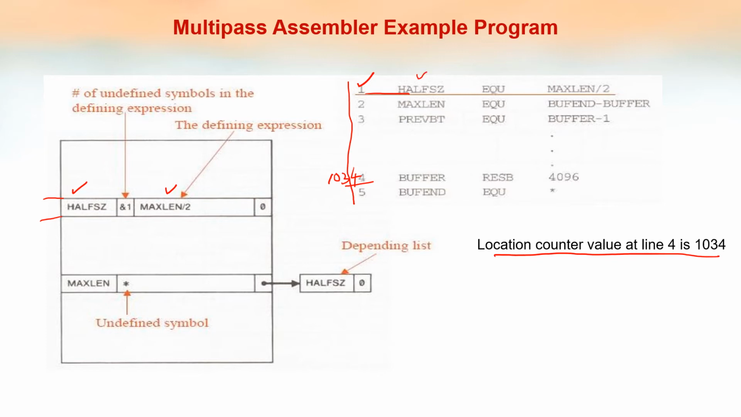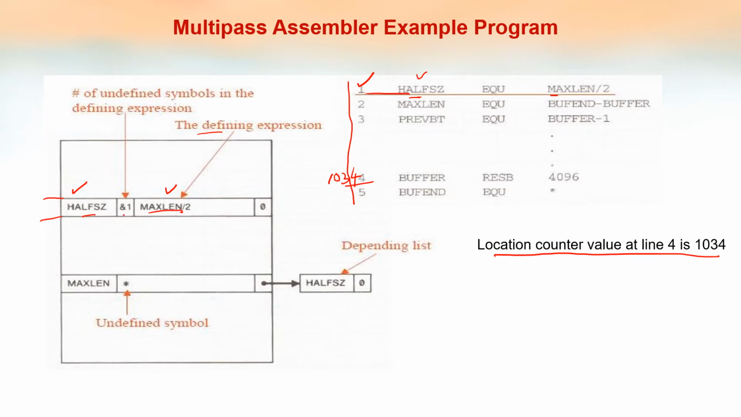In the first line, the symbol is half a set. We have written the half a set symbol, and then we have to write the defining expression. So what is the defining expression for this symbol? The definition of this symbol is max LEN by 2. So that I have to write here, max LEN by 2.